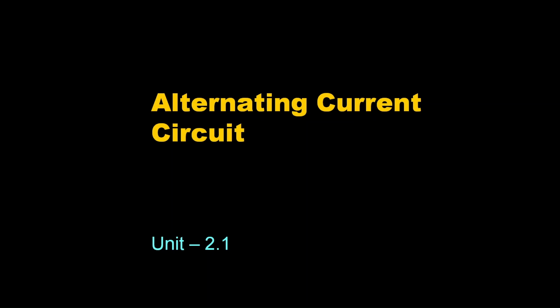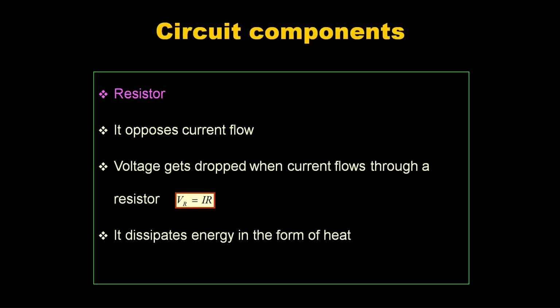In today's lecture, we'll speak about alternating current circuits, which is the next module. So let's get started. First is the circuit components. There are basically three circuit components: resistor, inductor, and capacitor. What does a resistor do? A resistor generally opposes current flow.